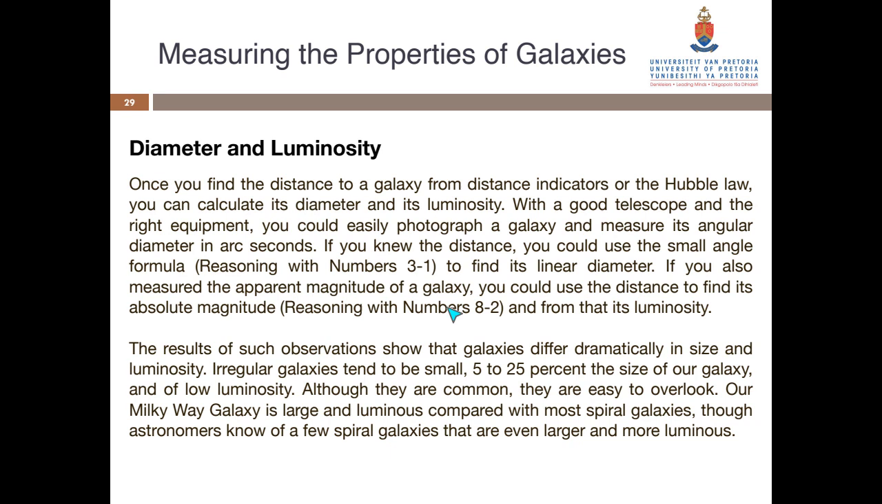The results of such observations show that galaxies differ dramatically in size and luminosity. Irregular galaxies tend to be small, 5 to 25% the size of our galaxy, and of low luminosity, and although they are common, they are easy to overlook. Our Milky Way galaxy is large and luminous compared with most spiral galaxies, though astronomers know of a few spiral galaxies that are even larger and more luminous.